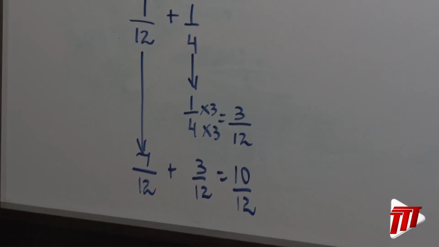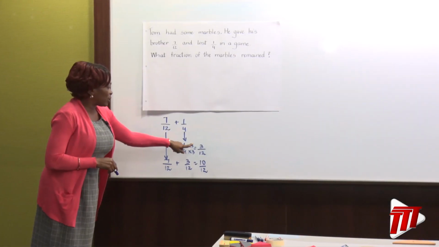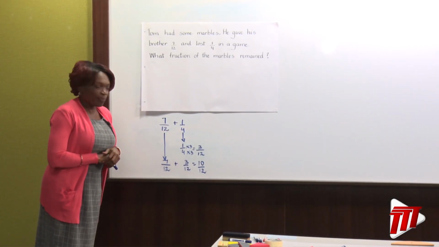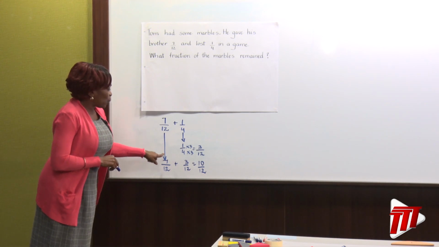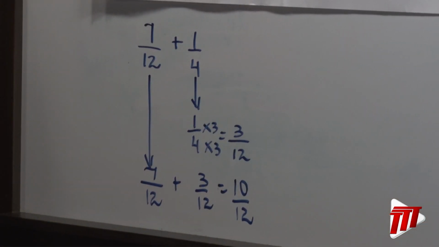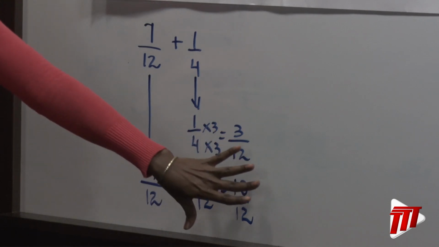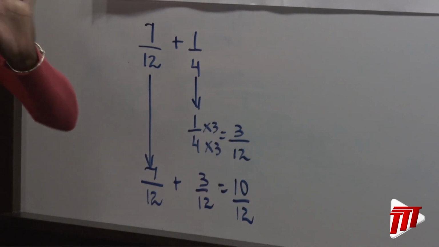Are we correct? When we found the equivalent fraction, 1/4 is equal to 3/12. Yes? 7/12 add 3/12 will give us 10/12. This represents what Tom no longer has.